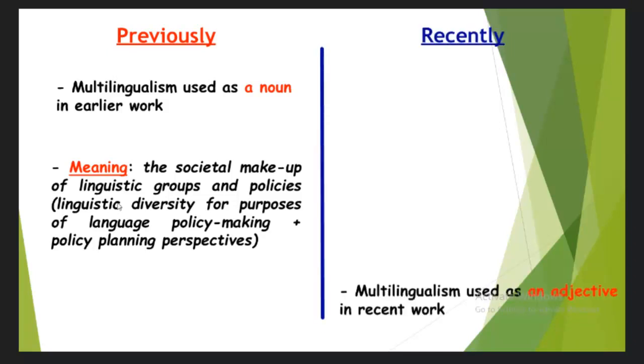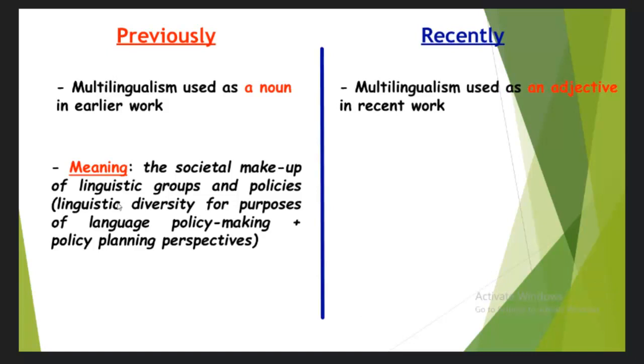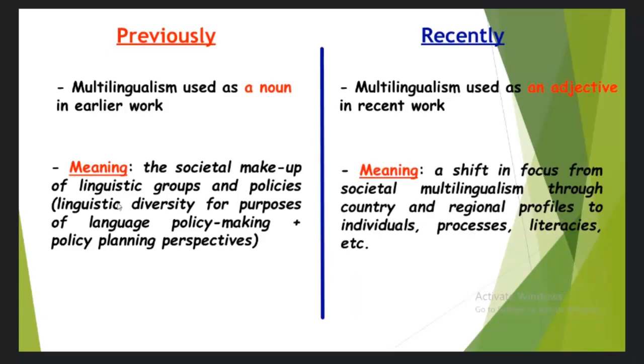Nowadays, in recent years, this term is used as an adjective. And what is the underlying meaning of multilingualism when it is used as an adjective? It emphasizes a shift in focus from societal multilingualism, maybe through country or regional profiles, to individual processing or literacy, etc.